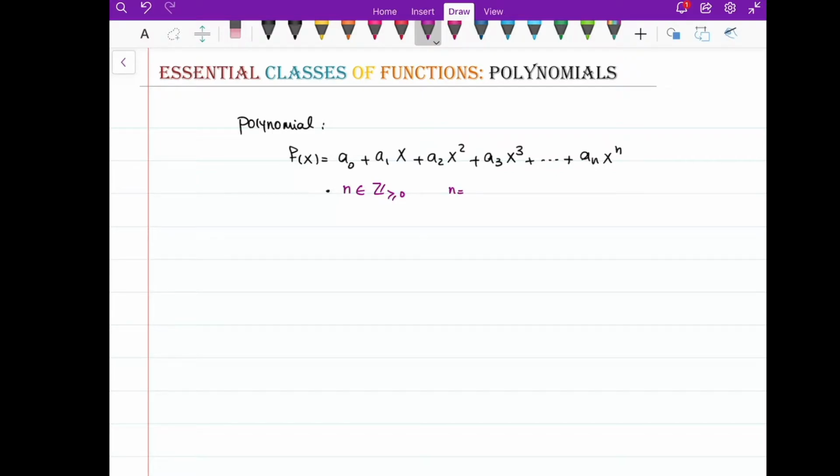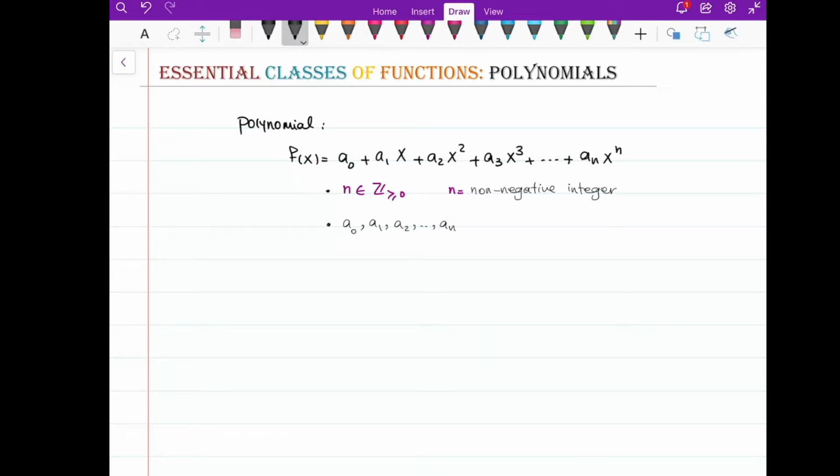When n is a non-negative integer. So as you see, we don't have any fraction, we don't have any negative exponent on the exponent position here. Then let's talk about a0, a1, a2 up to an.